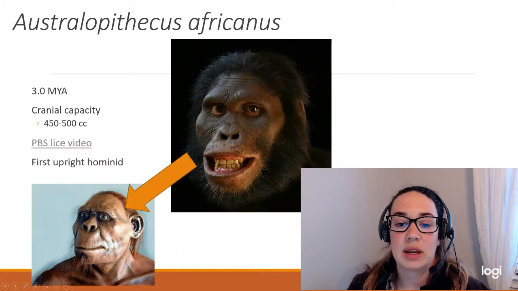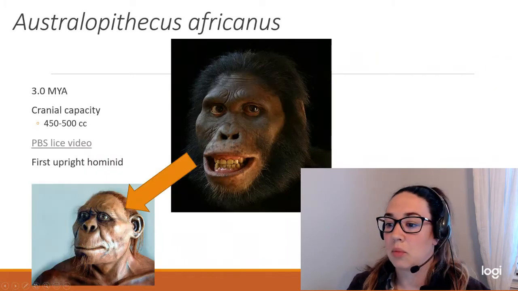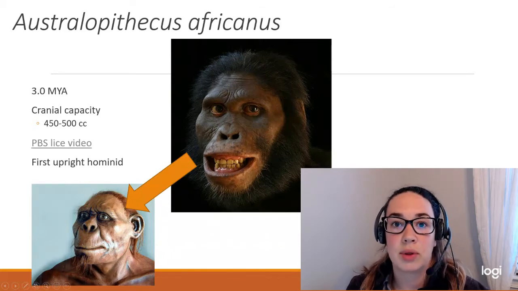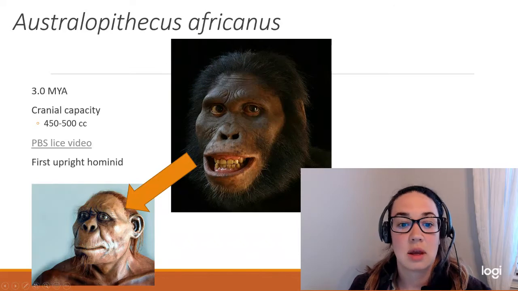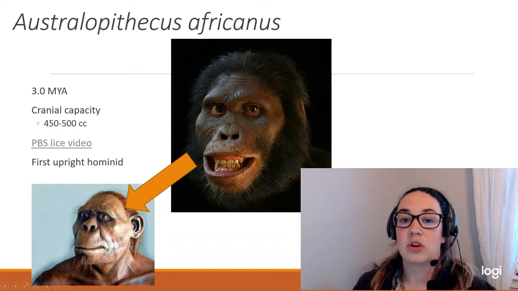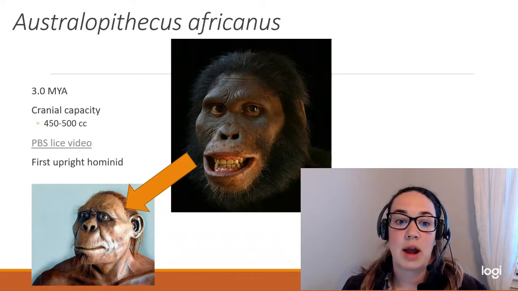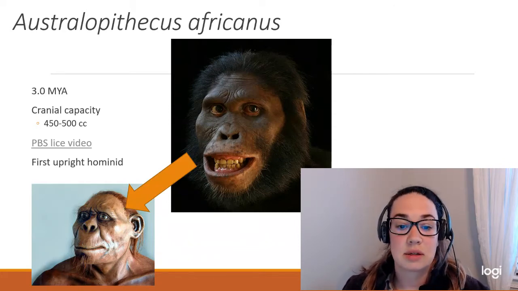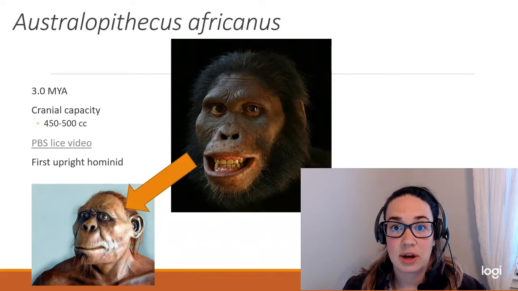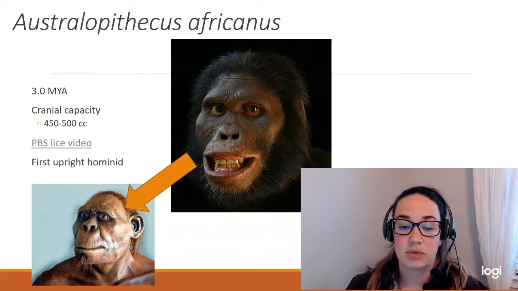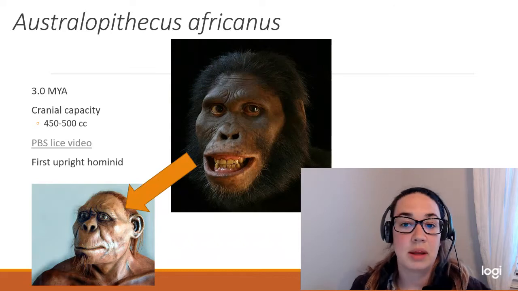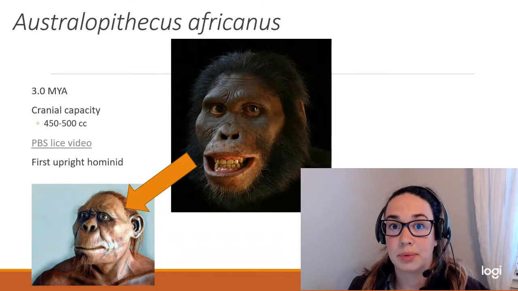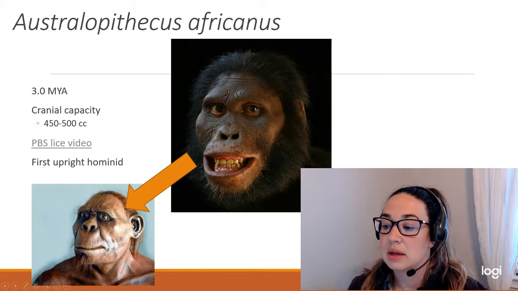Okay, so now we're getting into more recent times. We're at about 3 million years ago. Now we're going to talk about Australopithecus africanus. This is now increasing in cranial capacity. We're at approximately 450 to 500 centimeters. That's a pretty decent cranial capacity, and it's growing over time. This is what we would call likely the first upright hominid, fully upright.